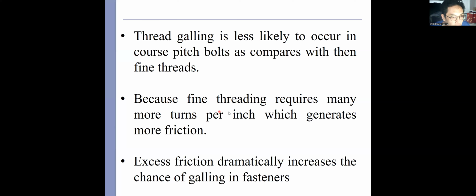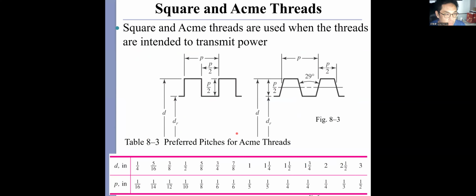And because fine threading requires many more turns per inch, which generates more friction. And the excess friction dramatically increases the chance of galling and fastening. So I already mentioned this before.